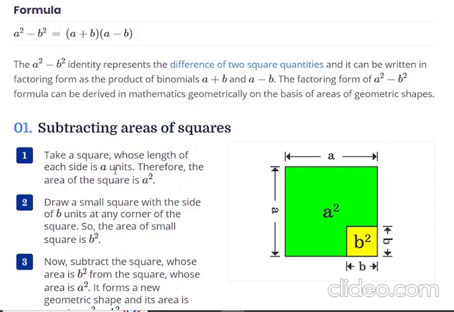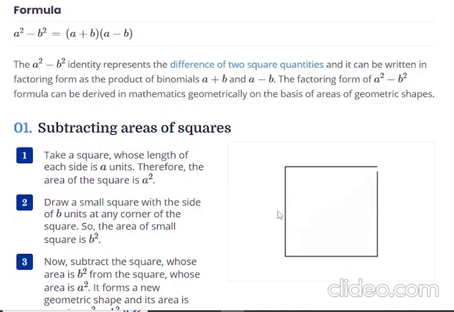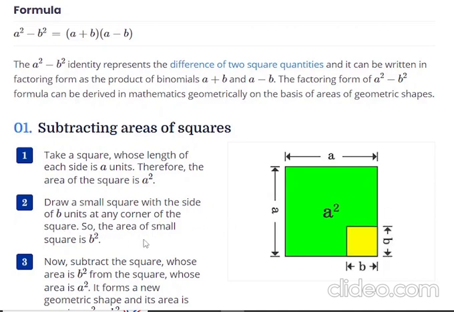At first we have to take a square, then we have to discard this square. Let's see some steps. First, take a square whose side length will be a, and its area will be a square. In the second step, draw a small square with a side of b unit at any corner of the square. So the area of the small square is b square.